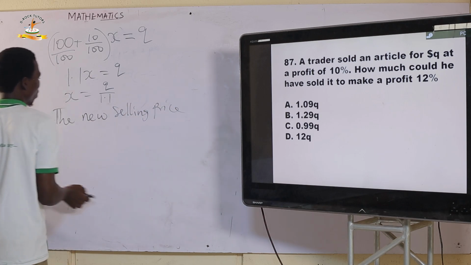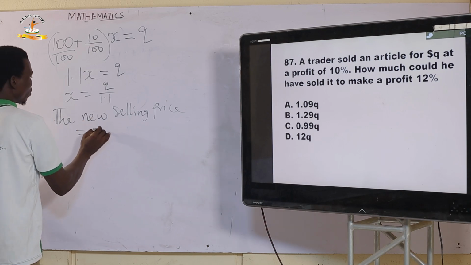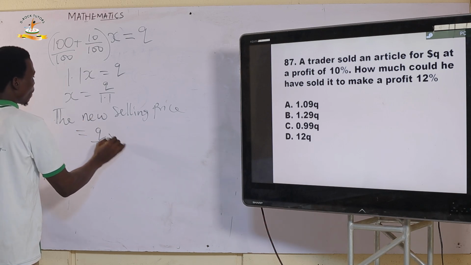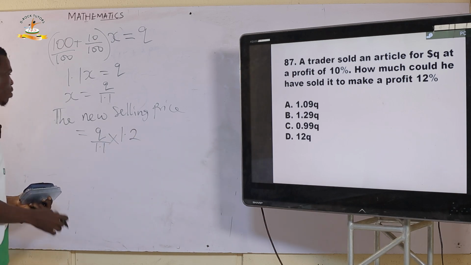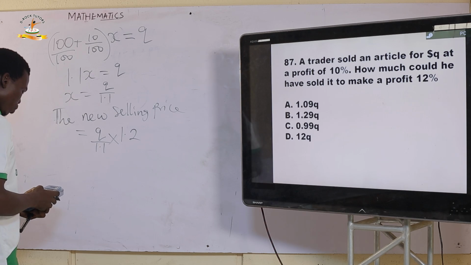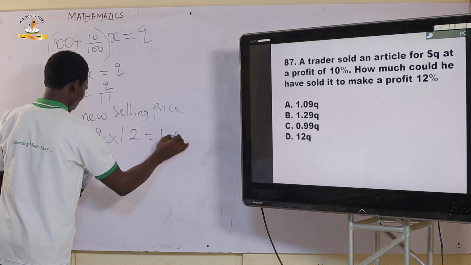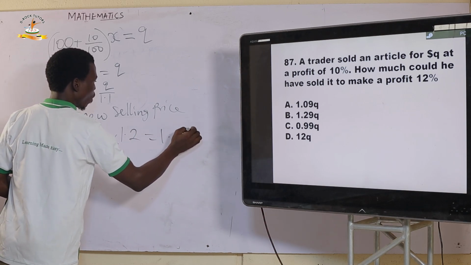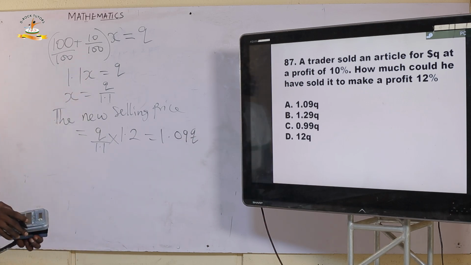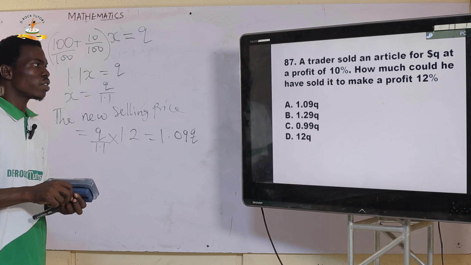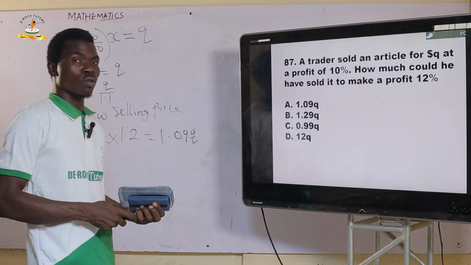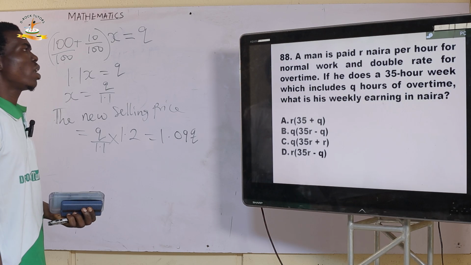The price must be equal to Q over 1.1 multiplied by 1.2. And this time around it is going to be 1.2 divided by 1.1, which is 1.09 of Q. And that is going to be the new selling price, which is Option A. So 87 is A. Our next question, 88.